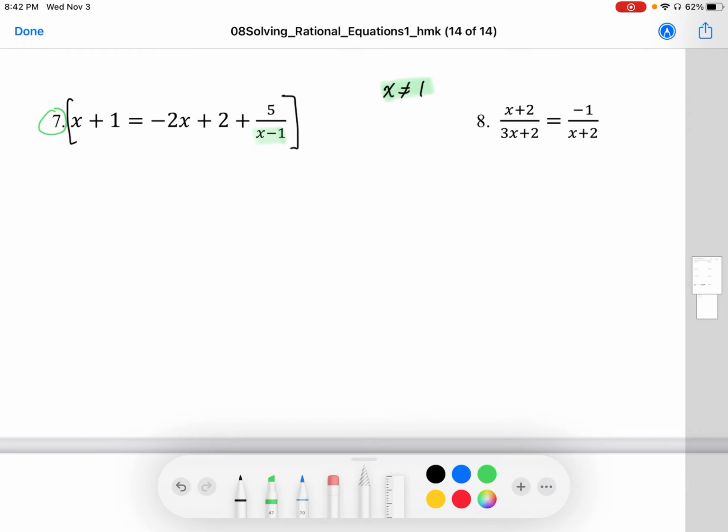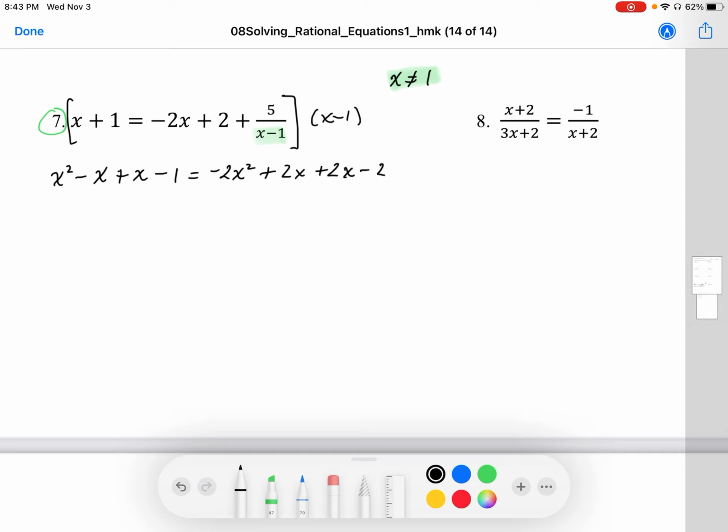So I'm just going to move this over here and multiply by x minus 1. That will get rid of that divide, but we have to make sure we multiply every term by that x minus 1. So we get x squared minus x plus 1 times x minus 1 gives us x minus 1. The negative 2 times x minus 1 gives us negative 2x squared plus, watch your signs, 2x. Multiplying the 2 with x minus 1, we get 2x minus 2.